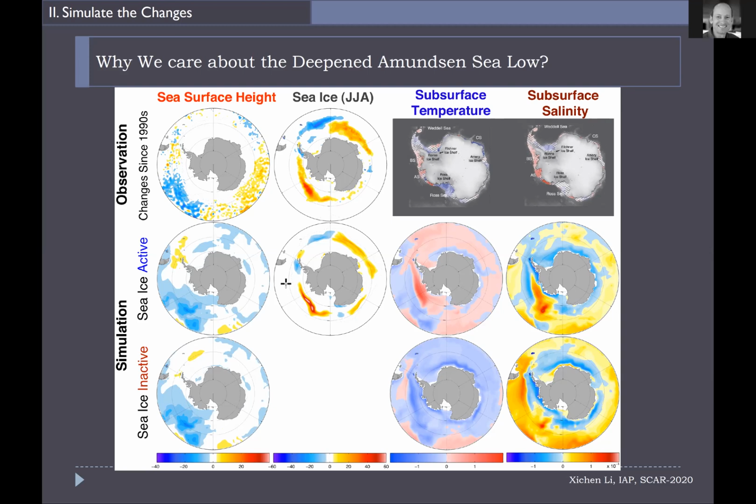It does. So you say you fix the concentration, but not the thickness. So it can still change the freshwater flux due to sea ice melt and production then. I think it's changed both freshwater and the saltwater flux.